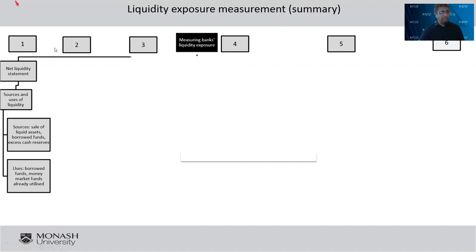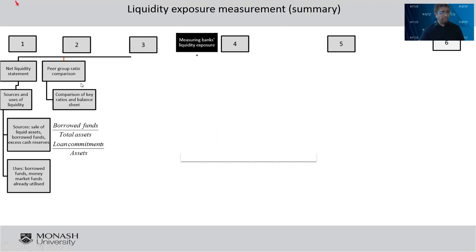Now I have numbered those 6 measures here. And when I cross-reference these numbers, I cross it to the slides that I will explain. The second part is the big group. We take 2 ratios, which are borrowed funds over total assets and loan commitments over total assets. And we compare them to our peers in the industry and see how we are doing on this front.